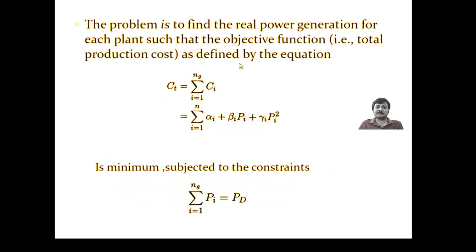The objective function can be defined as the total production cost. The total cost function I have to write is the sum over i equals 1 to the number of generators of Ci, where n is the number of generators. So this can be written as the cost function C equals the sum from 1 to n of alpha i plus beta i Pi plus gamma i Pi square. Here this is the cost function of all generators. For this cost function, this value should be minimum.